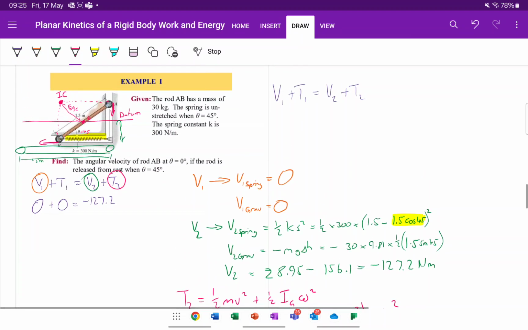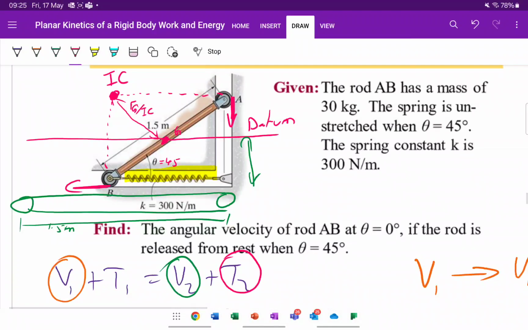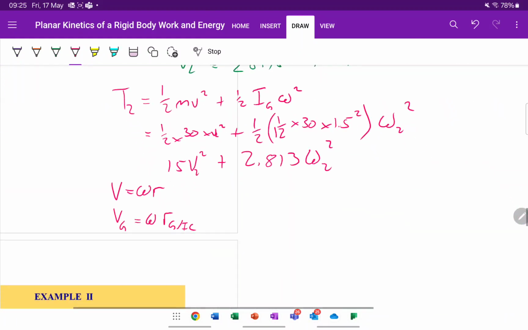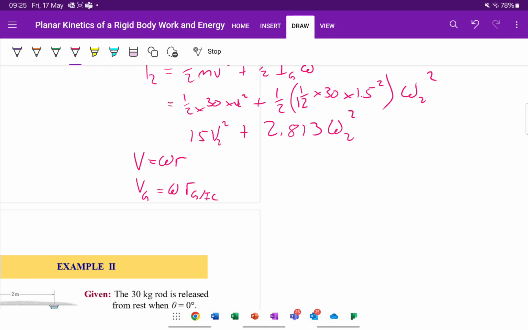Hopefully you can see that's a nice rectangle. So if the full length between IC and the joint where the spring is attached is 1.5 meters, just like AB is 1.5 meters, then half the length is going to be 0.75 meters. We know that because it's a 45-degree angle we're focusing on. Theta is 45. That's why this works so nicely. So we can say that v is equal to 0.75 omega 2.